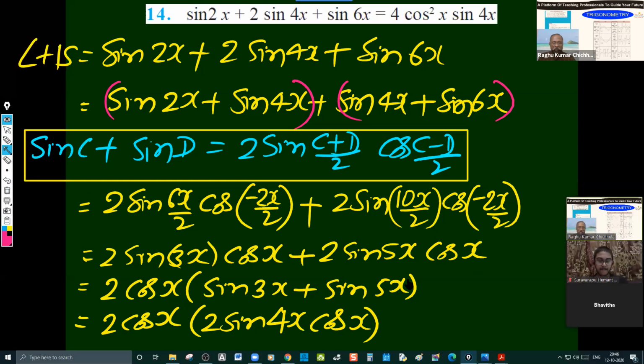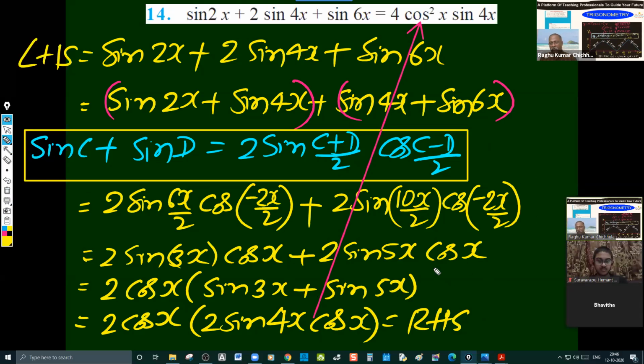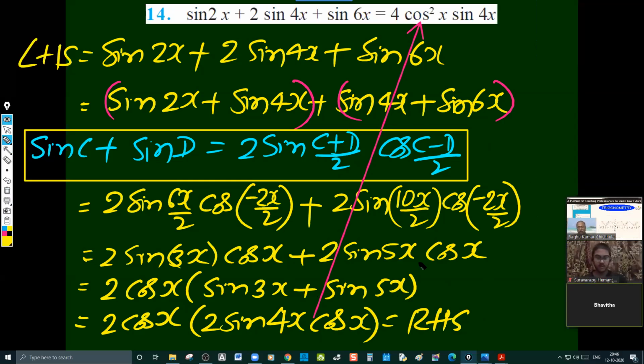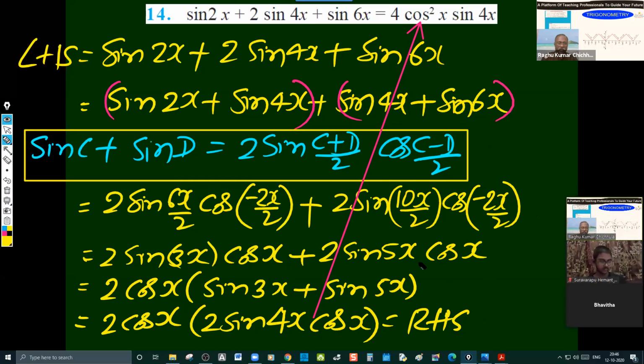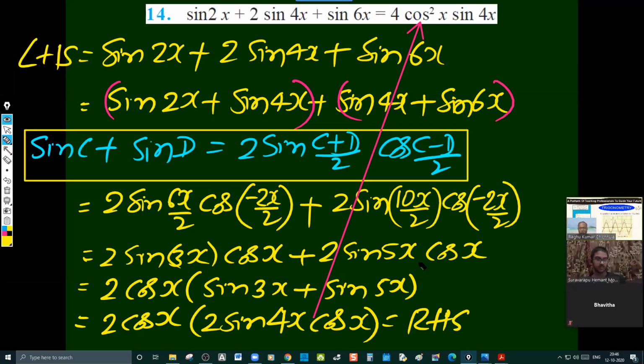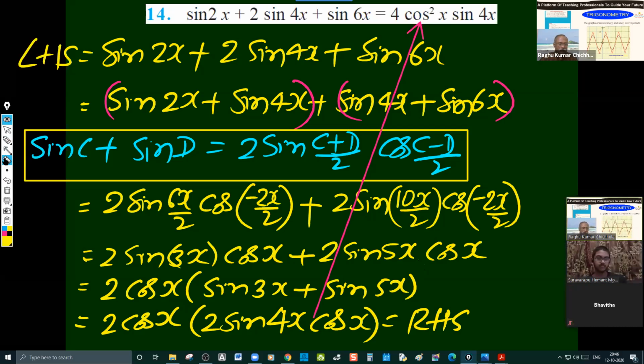Now, if you check it out, you can see RHS is there. 2 into 2, 4. 2 into 2, 4. And cos x into cos x, cos square x into sine 4x. That is done. Just you can check it out there. So LHS is equal to RHS. It is proved. Okay. Any doubt, Saurya, here? No, sir. Should I move to the next problem? Yes, sir.